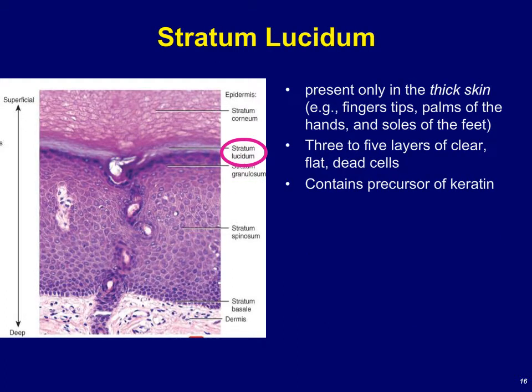And so the next layer above the stratum granulosum is the stratum lucidum. And as I said in the previous slide, everything above the stratum granulosum is dead tissue. And that's true for the stratum lucidum. It contains maybe 3 to 5 layers of clear, flat, dead cells, and we call it the stratum lucidum because it looks semi-translucent, just like a window. Now it's important to point out that the stratum lucidum is not found in all skin, but it is only found in thick skin. That is the skin on the palms of your hands and the soles of your feet.